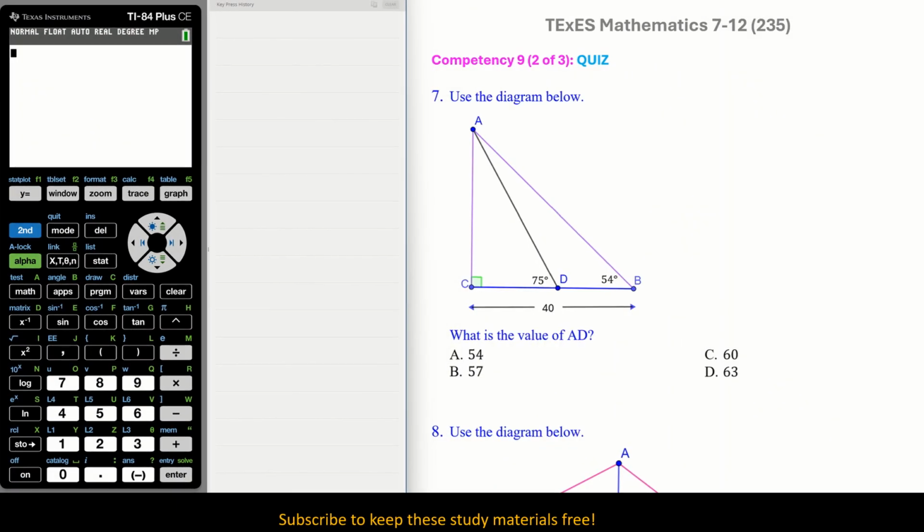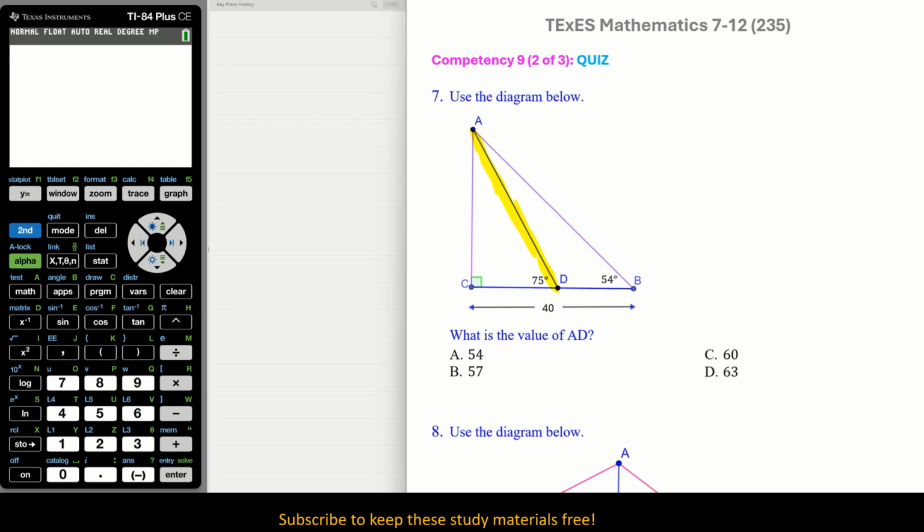Number 7, use the diagram below. And what do they want us to do? What is the value of AD? Okay, I see what's going on. We've done one of these in other videos. Very similar, but in that one, I believe we were provided an angle and a leg length. In this case, they're asking us to find this segment length.